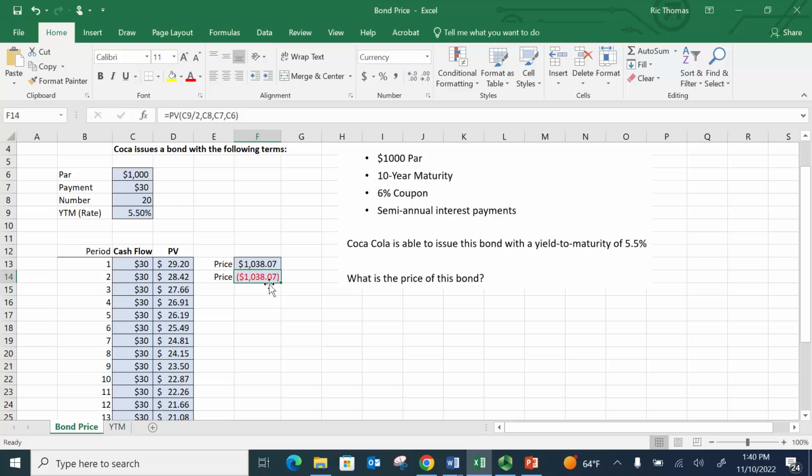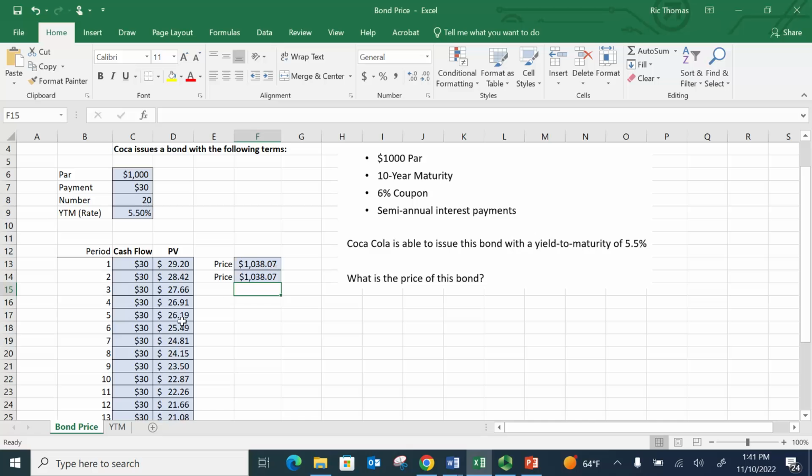You see it's in red, it's a minus number. The reason is because it's assuming that I invest 1,038. So 1,038 leaves my pocket, and then all these cash flows come in. So the 1,038 is a minus, it's out of my pocket, and then all these $30 payments and that $1,000 payment at the end are plus signs. They're coming in. Okay? So let me do one other thing here. Just to keep it on the same cadence, I'm going to put a minus sign in front of that. And then you can see it's the same number.